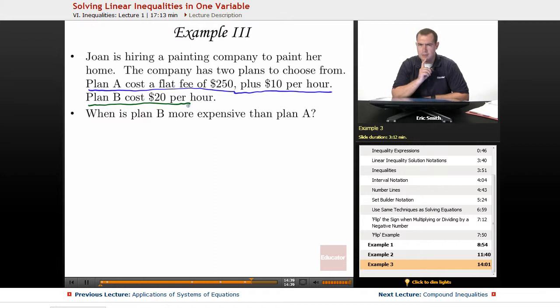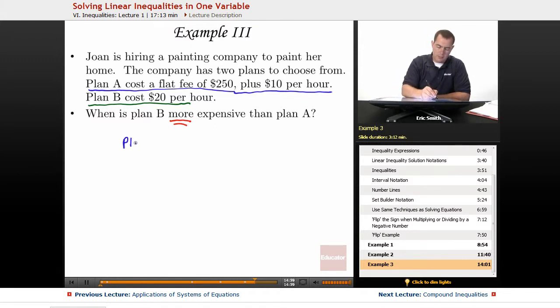Now pause for a moment and think, why would we be using an inequality here? Why don't I just set up an equation? Well, what I'm really looking for is not one specific time, but all times when Plan B will be more expensive. So it makes a little bit more sense to go ahead and set up an inequality for this word problem. All right, let's go ahead and hunt down both of our situations.